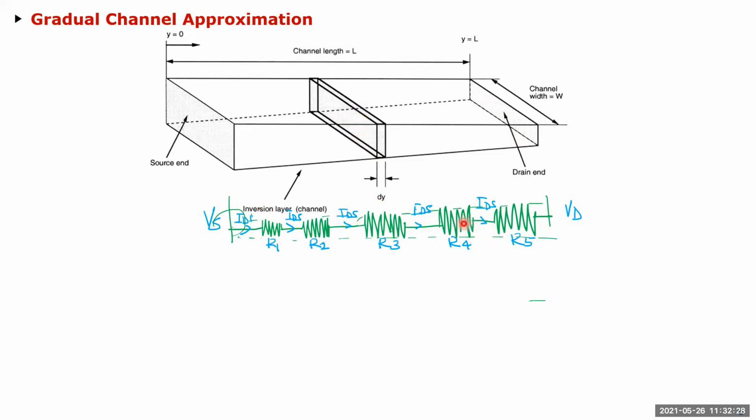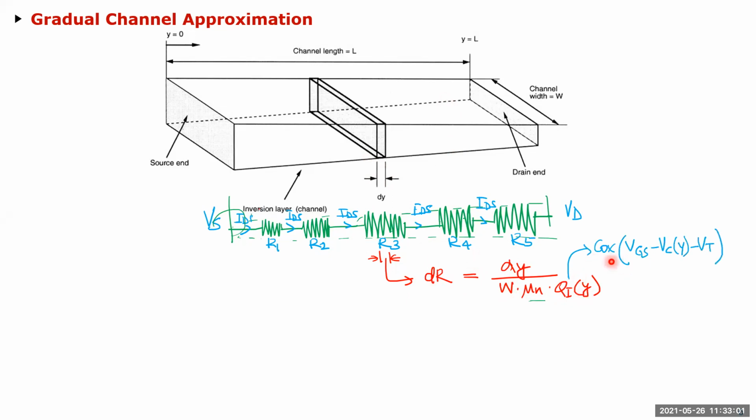So if I take a unit slice here and find the resistance of this little thin block, that's what I'm showing as a series. Obviously the IDS flowing through is the same because it has to obey KCL. To find the incremental resistance, I'm going to use my previous equation: the incremental length divided by W times mu n times the charge density at that point. This is a differential equation right now. And this charge we said is Cox times VGS minus the channel voltage at that point minus the threshold voltage. I should write Vt0 here.